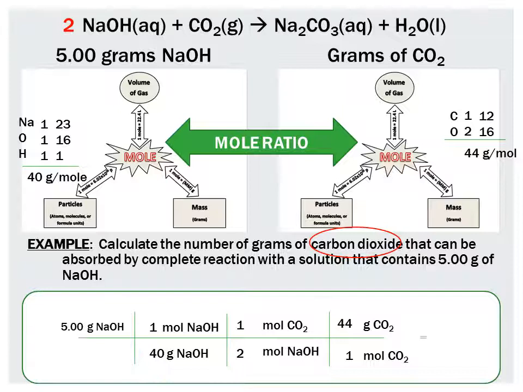All right, now I am ready to do the math. I multiply across the top, so 5 times 1 times 1 times 44, divided by 40 divided by 2. And plugging all of that in, I get 2.75 grams of carbon dioxide. Okay, now, my units are grams of carbon dioxide. I'm good, because that's what I was asked for in my problem statement.